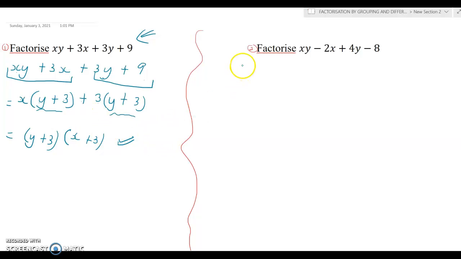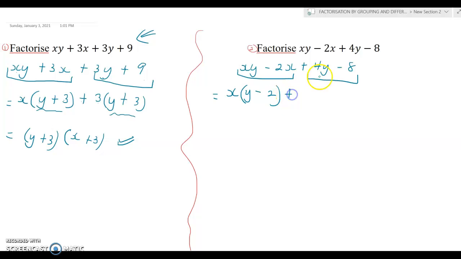So number 2, we have xy minus 2x plus 4y minus 8. Now, again, I'm pairing off these first two and then these two here. Now, xy minus 2x. So, x is the common factor for the first pair, right? So, I pull out the x. Open brackets, x times y will give me back xy. Put back the takeaway sign. And then x times 2 will give me back that minus 2x, right? So far, so good.